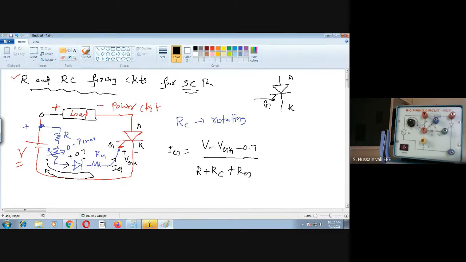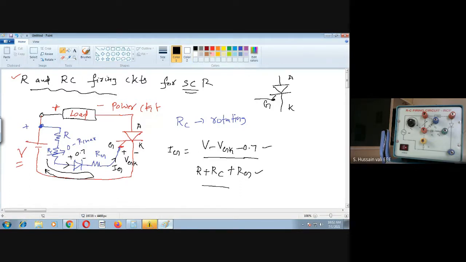Just apply KVL in this closed path, then you can easily understand this. Apply KVL here, then V, R, RC. So three resistors are there. I put the three resistors in the denominator. Then what is the voltage here? The voltage is V minus 0.7 minus VGK, which is the resultant voltage. So voltage divided by the resistance, you will get the gate current.